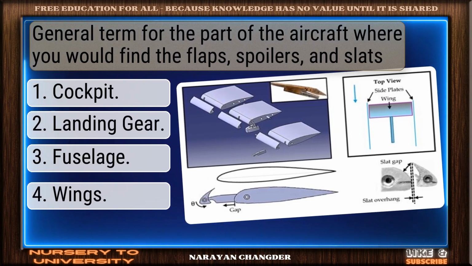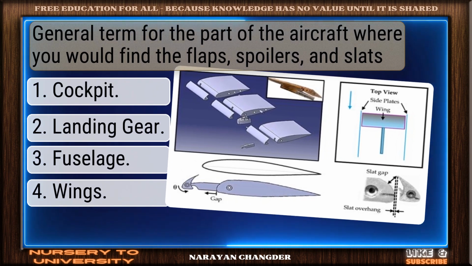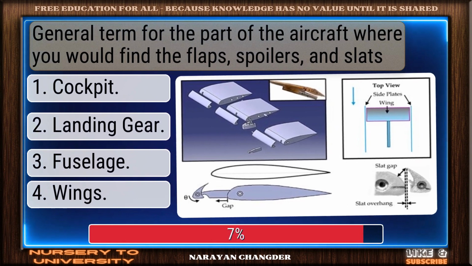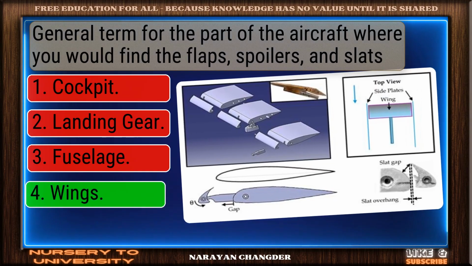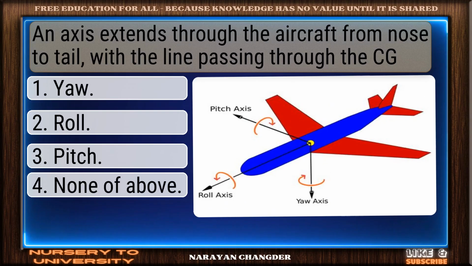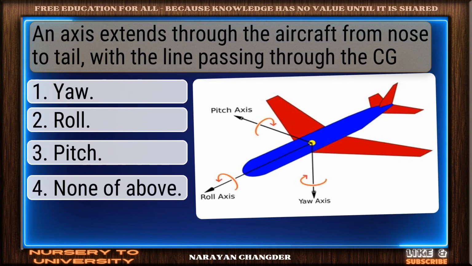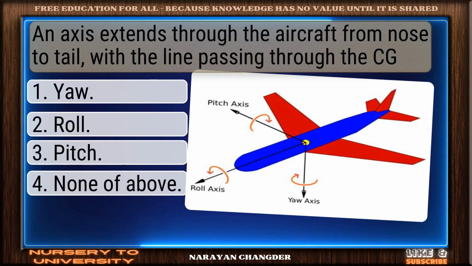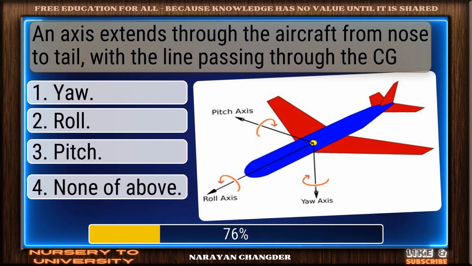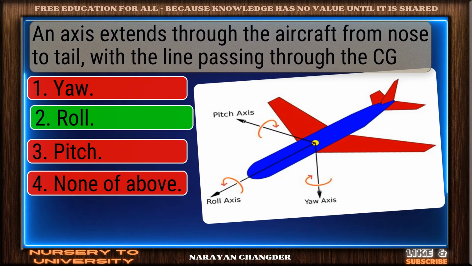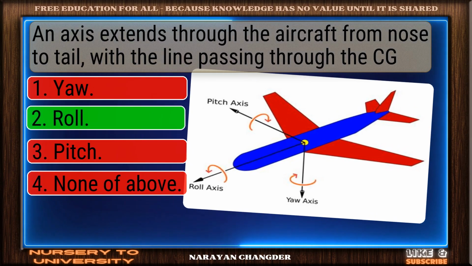General term for the part of the aircraft where you would find the flaps, spoilers, and slats. Sharp thinking. Wings is the right choice. An axis extends through the aircraft from nose to tail, with the line passing through the fuselage. Nicely done. Roll is a solid answer.